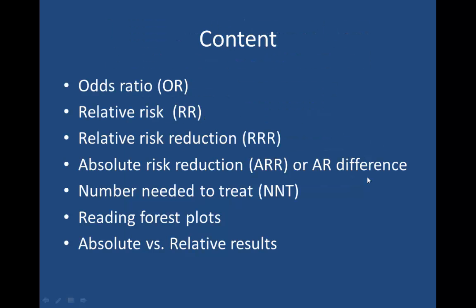So this lecture will be discussing odds ratios, relative risk reduction, absolute risk reduction or absolute risk difference, number needed to treat. I will discuss how to read forest plots, and I will discuss absolute versus relative results. So without further ado, let's get started with this alphabet soup.